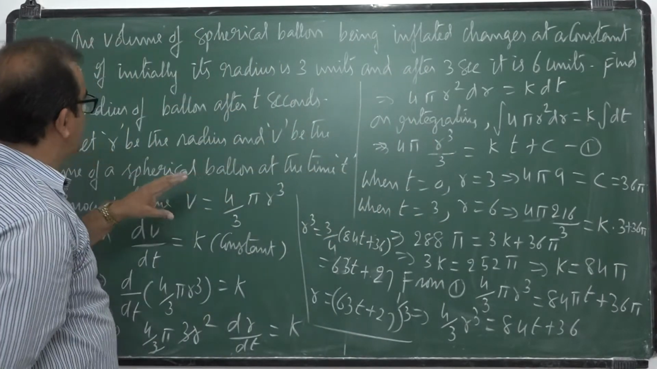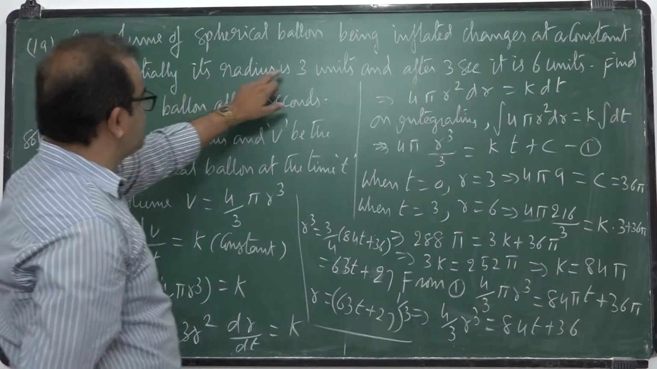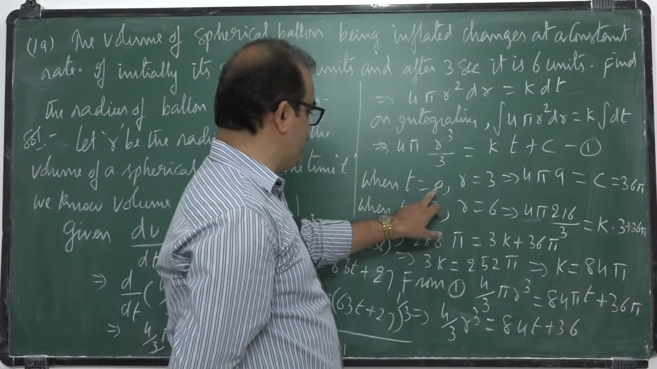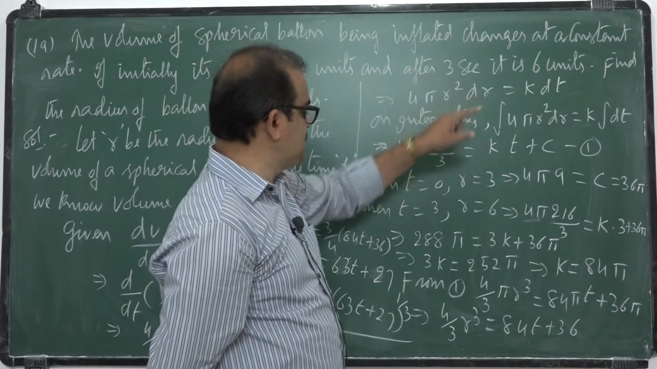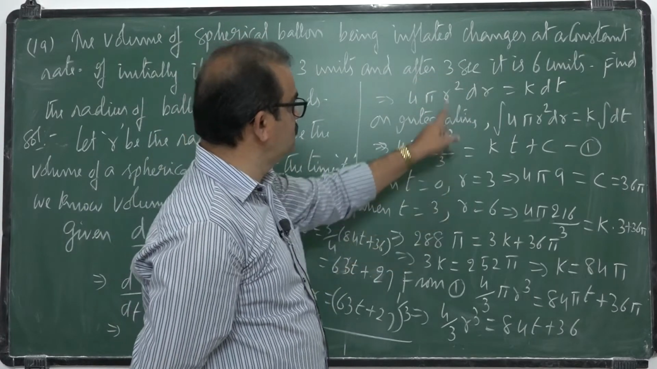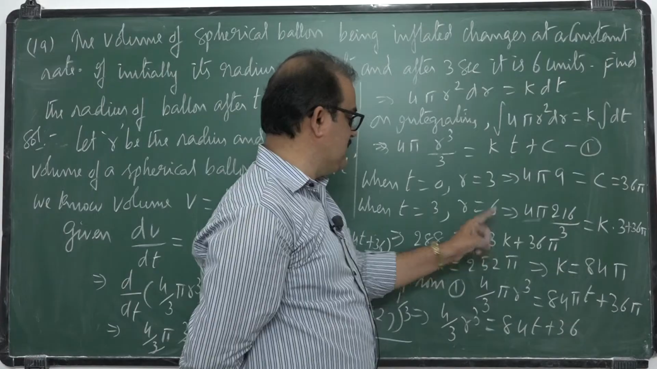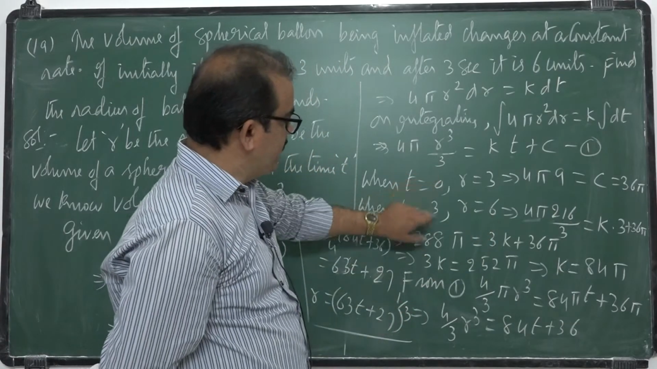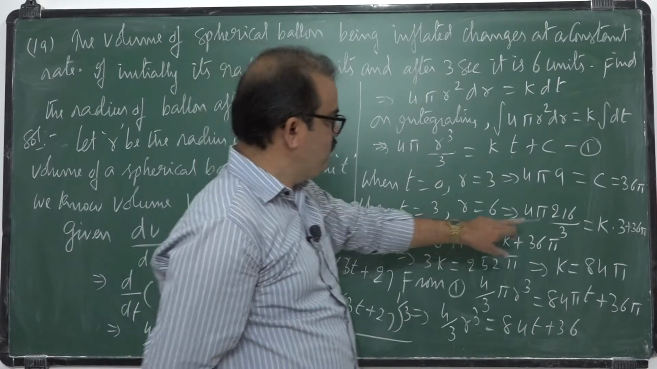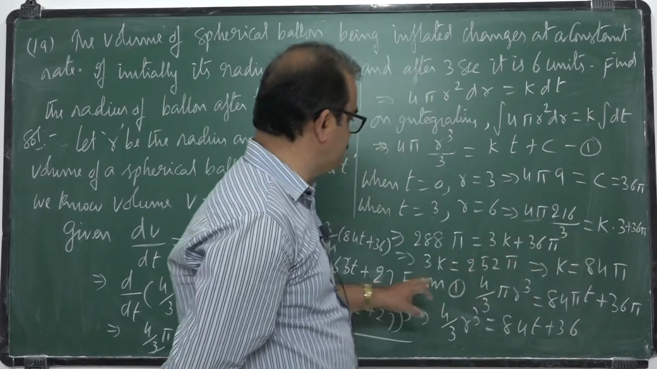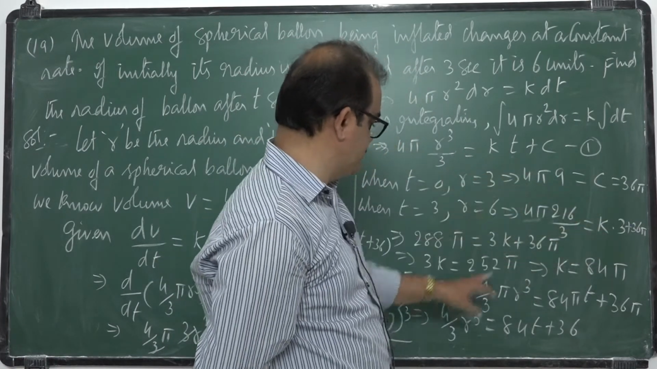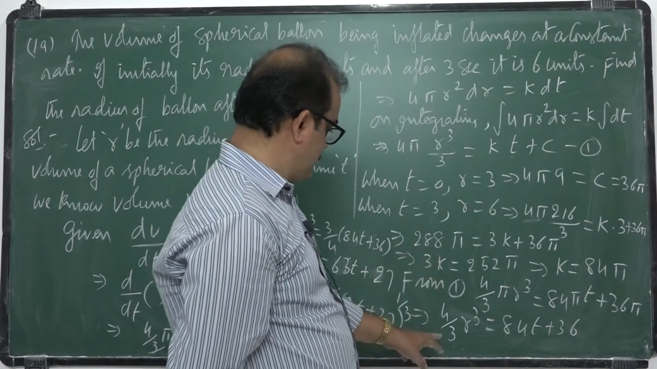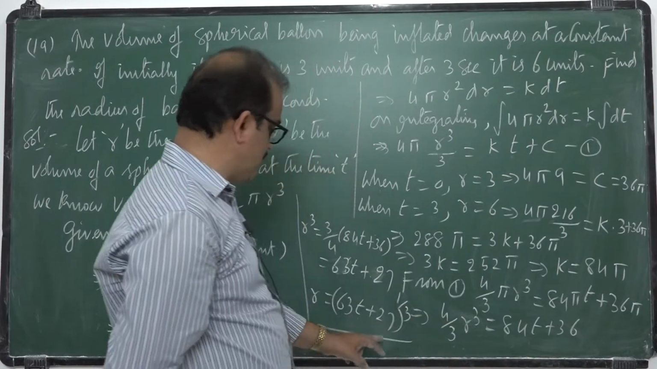Some conditions are given. Initially radius is 3. Initially means when t is equal to 0, r is 3. After 3 seconds, when t is equal to 3, radius is 6, r is equal to 6. By applying these two conditions, find the c value and k value. Again, substitute these two values in equation 1. From this, find the value of r.